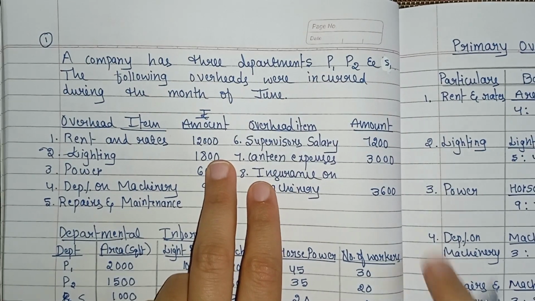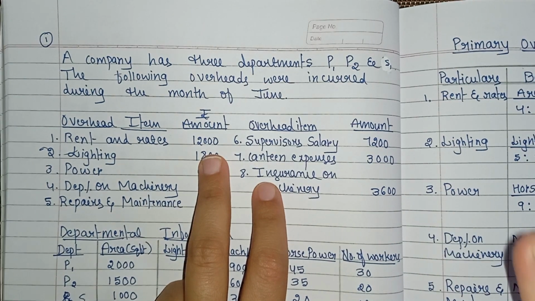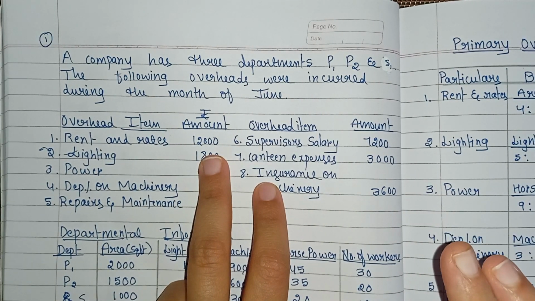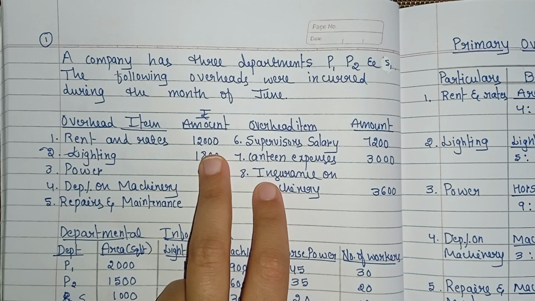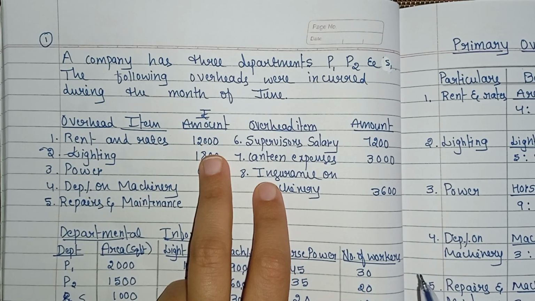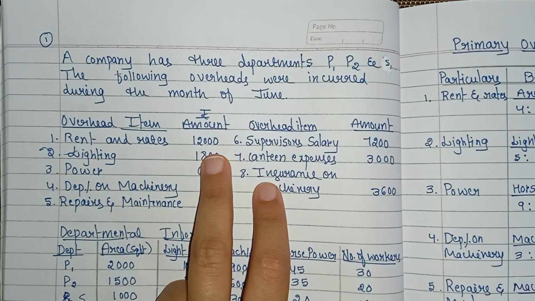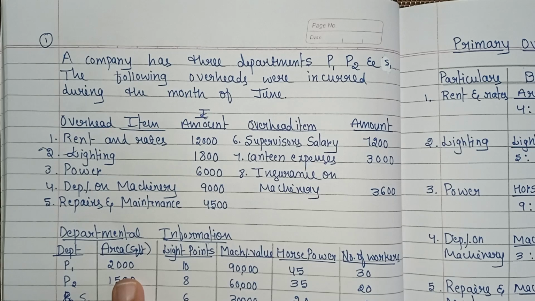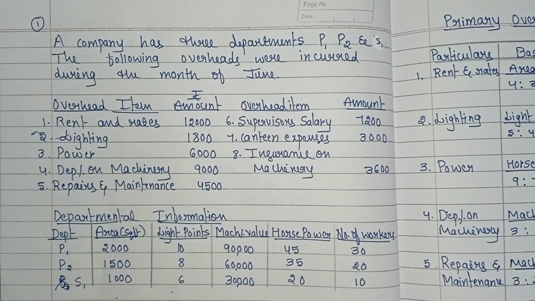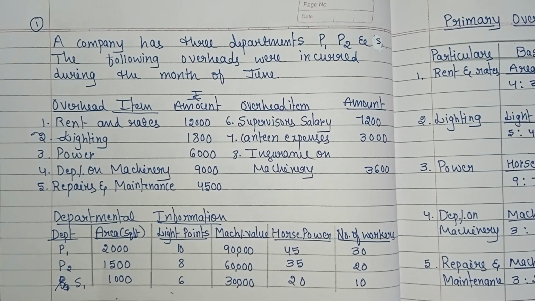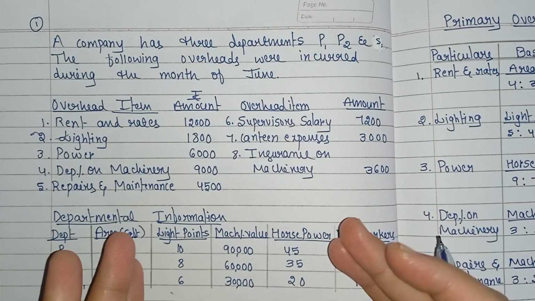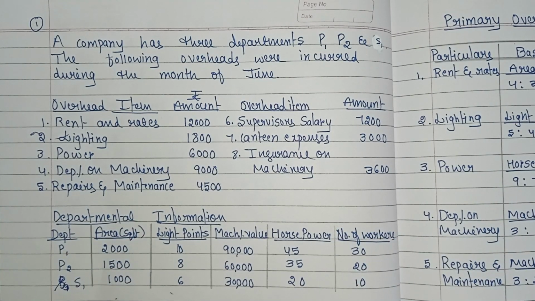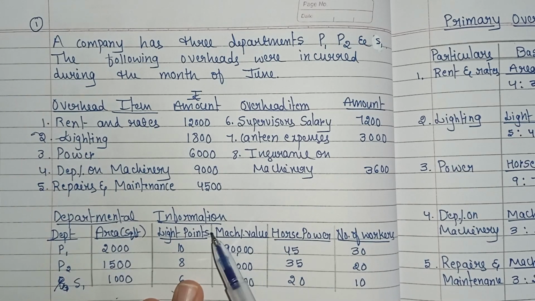Clear? See this rent and rates. Rent is usually paid based on the floor area, right? So departments occupying more space should bear a higher portion of the rent. So this 12,000 we need to apportion to the production and service departments on the basis of floor area. Clear? And the second one is lighting. Lighting cost is directly related to the number of bulbs or fittings used. So lighting we need to apportion on the basis of light points.